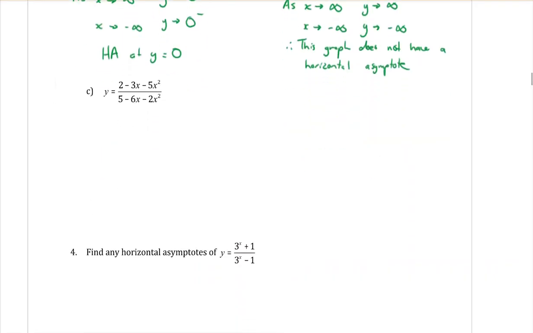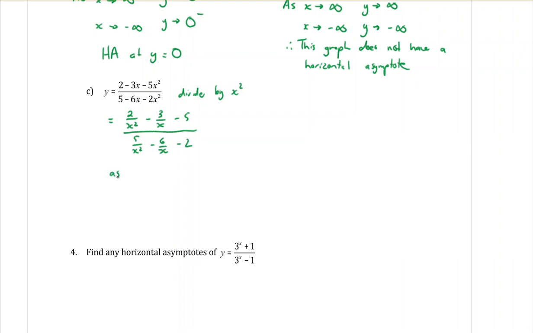All right. Next one, C. What am I going to divide by? X cubed. X squared. By x squared. The highest power on the denominator is an x squared. So it will look pretty messy. I will have 2 over x squared minus 3 over x, because an x on the top and bottom will cancel, minus 5 over x squared, minus 6 over x and minus 2.